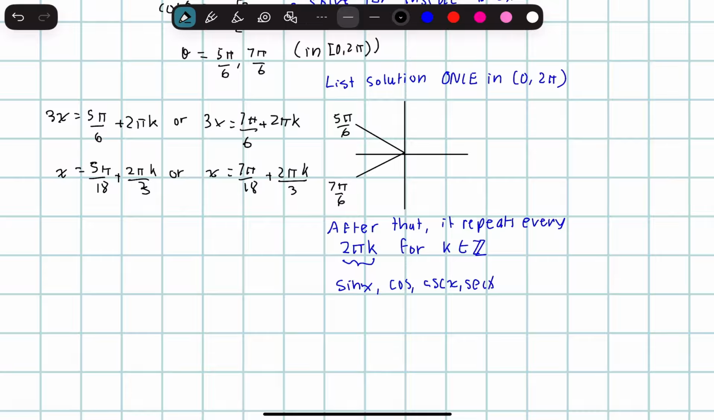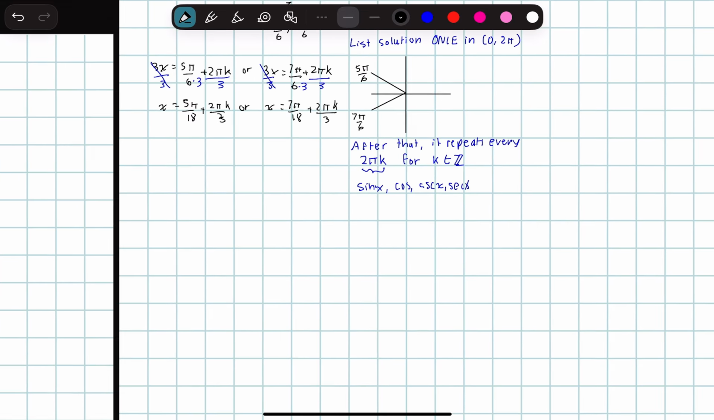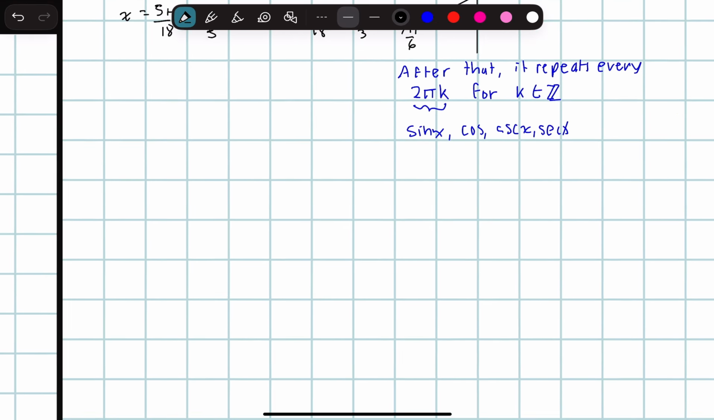If you don't understand how we got that, we just divided everything by 3 like that, and then we divide everything by 3 like that. That's how we get that. And now we can list all solutions.